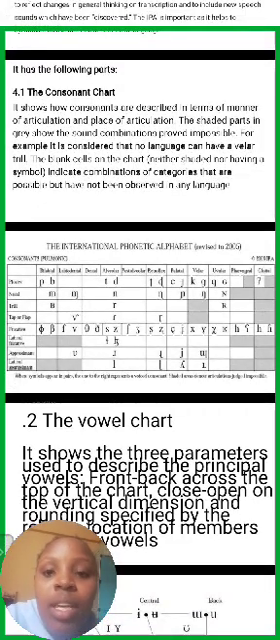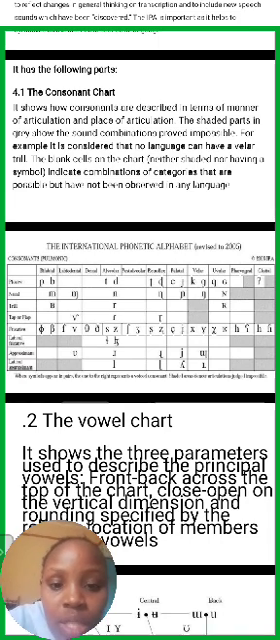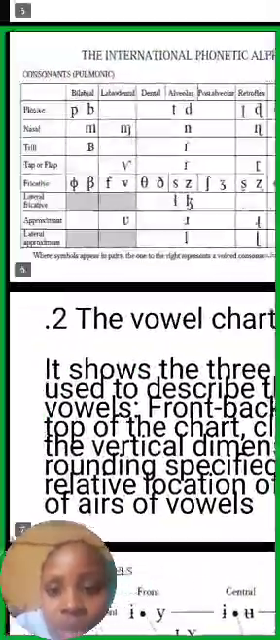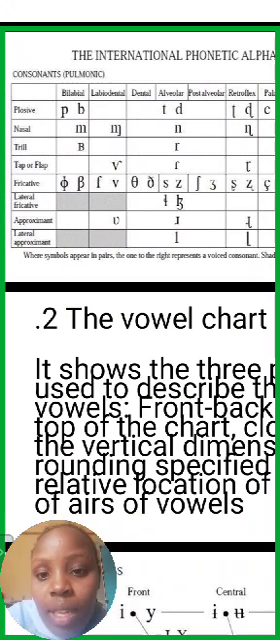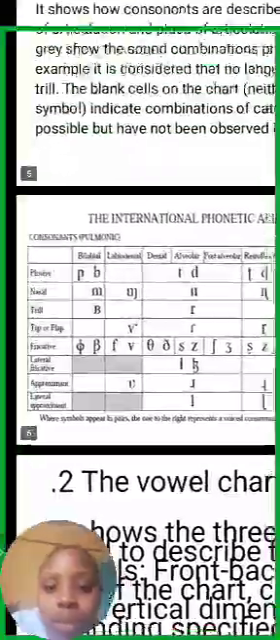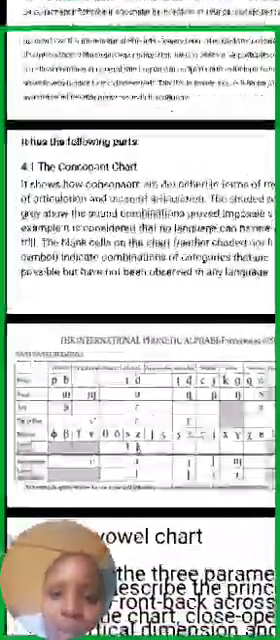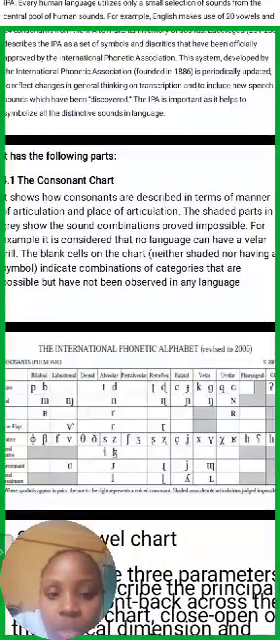The first part is the consonant chart. It shows how consonants are described in terms of manner of articulation and place of articulation. The shaded parts of gray show that the sound combination is impossible. So these shades of gray right here show that it's impossible. You cannot have the bilabial lateral fricative, or the labiodental lateral fricative. Those are the gray parts that show the sound combination is impossible.